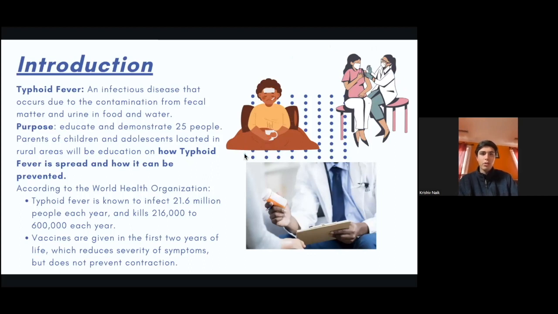So according to the World Health Organization, typhoid fever infects 21.6 million people each year and kills 216,000 to 600,000 each year. Vaccines are given in the first 2 years of life, which reduce the severity, but obviously it doesn't prevent symptoms. So the best way is to just follow certain procedures to prevent it in people.